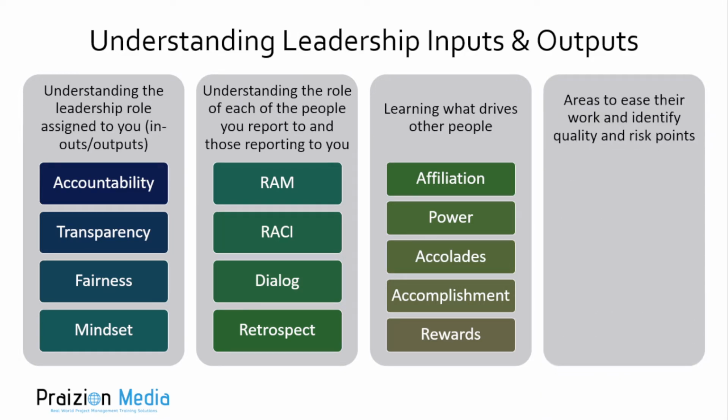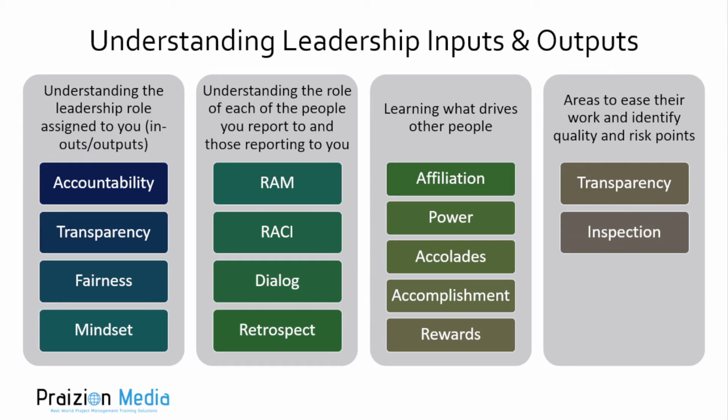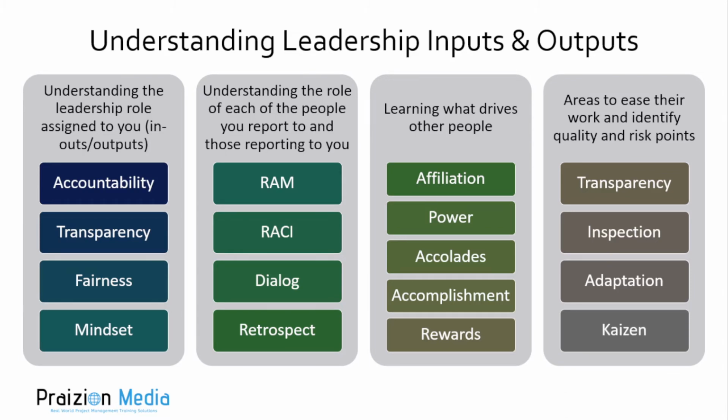Areas to ease their work and identify quality and risk points. For this, you have got to be transparent, again, having dialogue. You also should inspect, being constantly on the alert to inspect what makes things better. What gives a better quality output? What should I do from a risk management perspective, or what should I do from an impediment management perspective? Having the flexibility to adapt, and also that Kaizen mindset, continuous improvements.